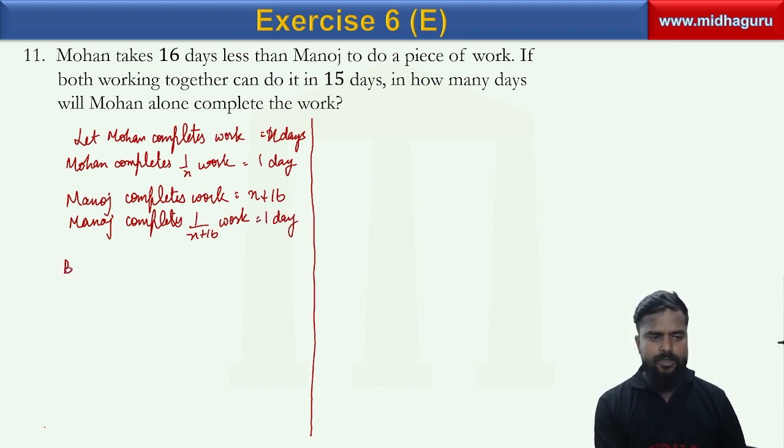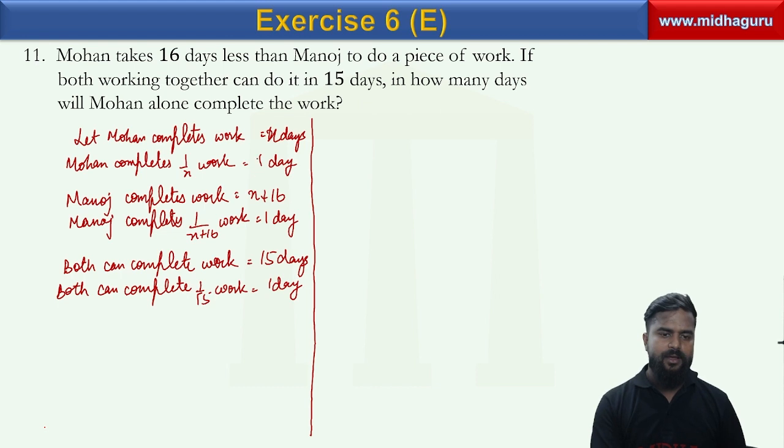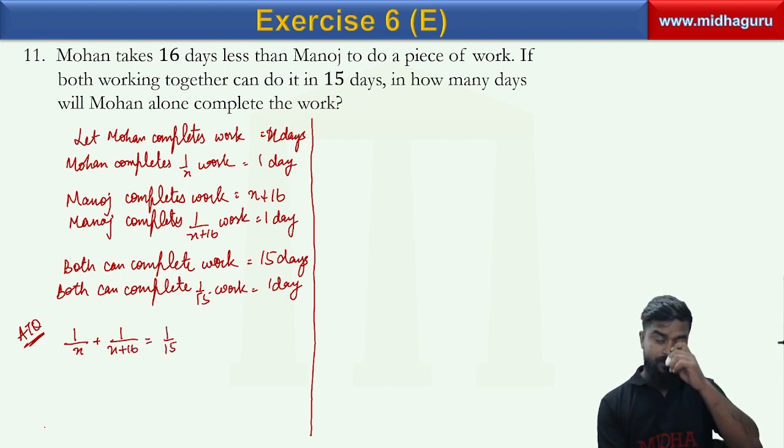Now, if both can complete the work in 15 days, dividing both sides by 15, both can complete 1 by 15 work in 1 day. And this is what we require. Since he works this much in 1 day and he works this much in 1 day, and both of them together can do this, according to the question, this would mean that 1 by x plus 1 by x plus 16 is equal to 1 by 15. We'll form the equation from here and we'll try to solve it.